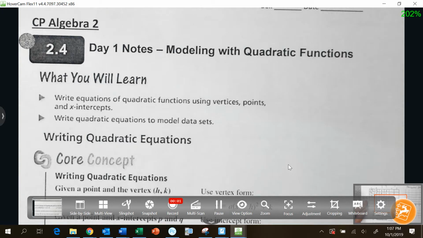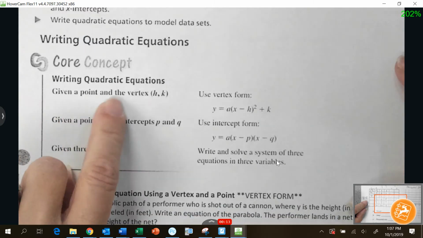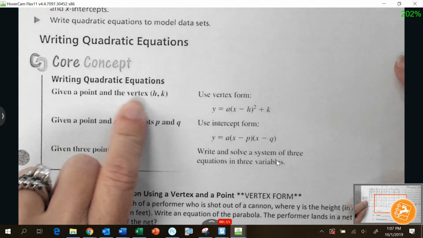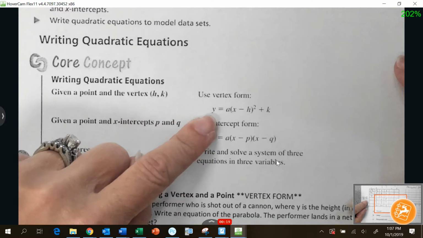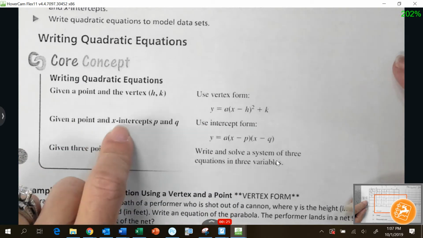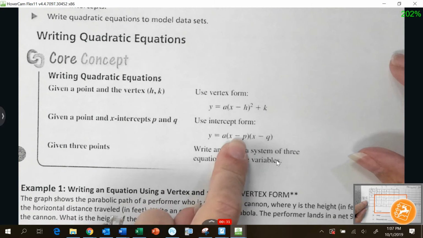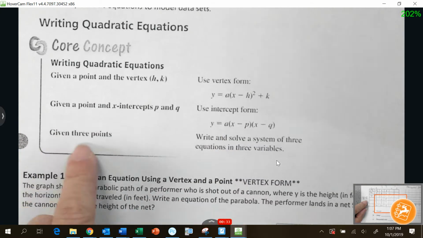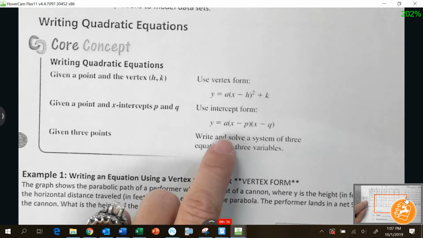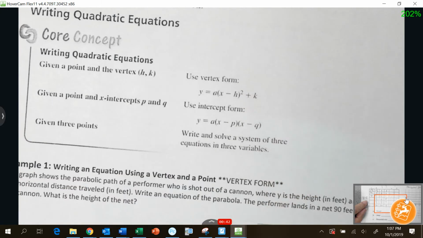Great. So what we're doing is we're going to write equations with given information. There are 3 different things that you might be given that you could write equations with. You might be given a point and the vertex. If you are given a point and the vertex, you should use vertex form. That's what this is saying right here. If you are given a point and x-intercepts, you should use intercept form. And if you are given 3 points, you're going to write and solve a system of 3 equations and 3 variables. Okay? So you got 3 different situations.